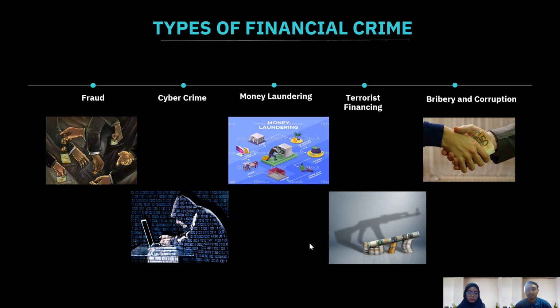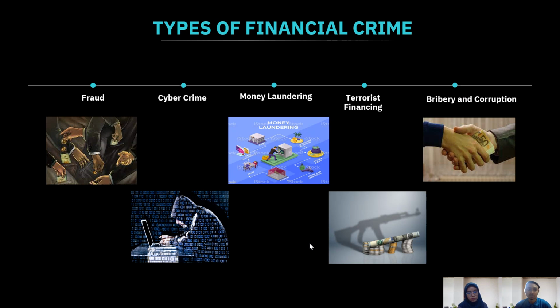So cybercrime ni kebanyakannya memang terjadi melalui sosial media, melalui jaringan internet. So cybercrime ni contoh yang paling dekat ni kita adalah scam lah. Scam dekat sosial media, minta nombor akaun. Contohnya minta nombor akaun dengan password. Minta tu nampak macam website bank yang kita selalu guna tapi sebenarnya bukan. Itu adalah satu contoh cybercrime yang berlaku dekat negara kita lah.